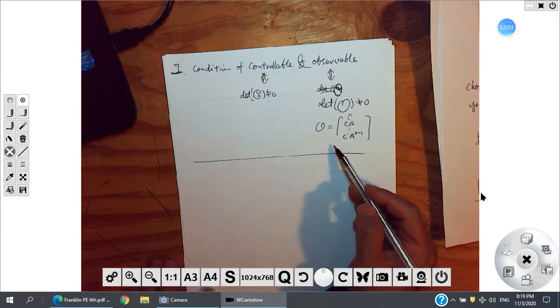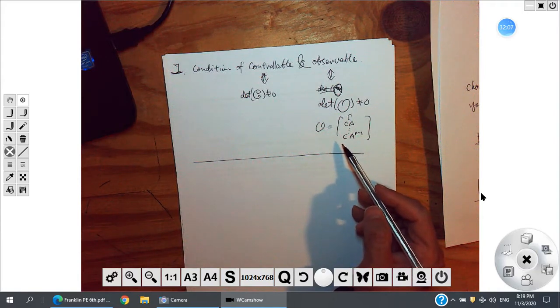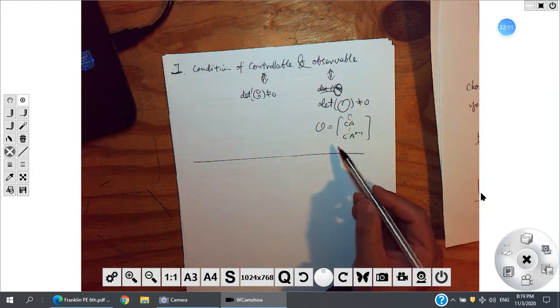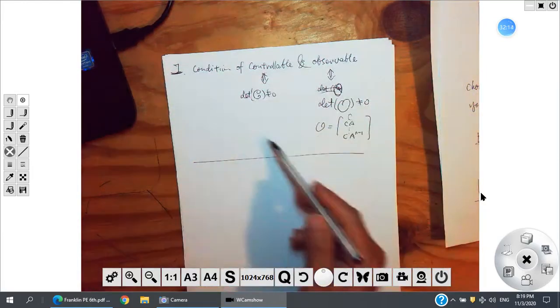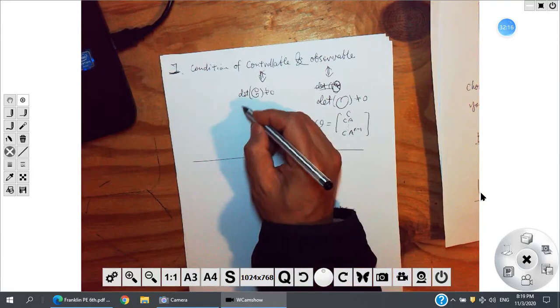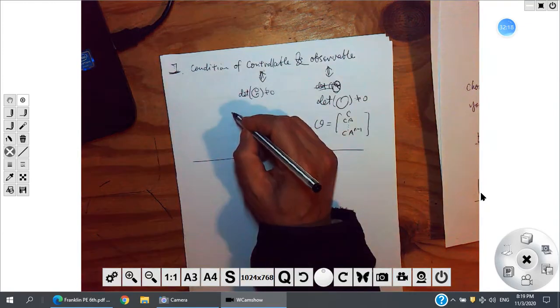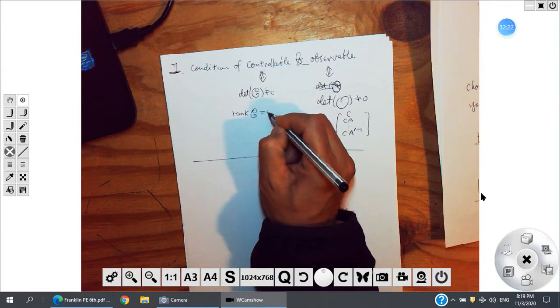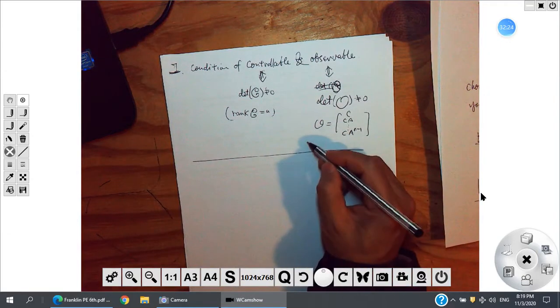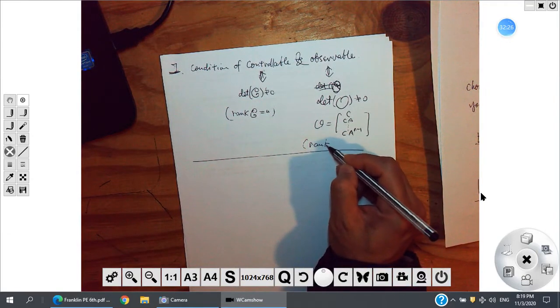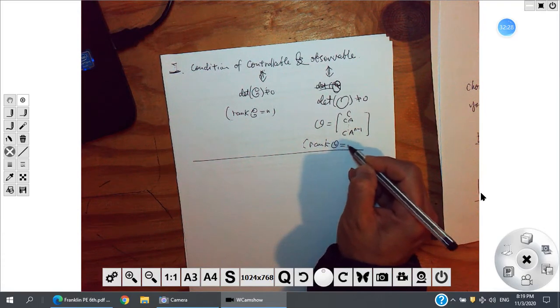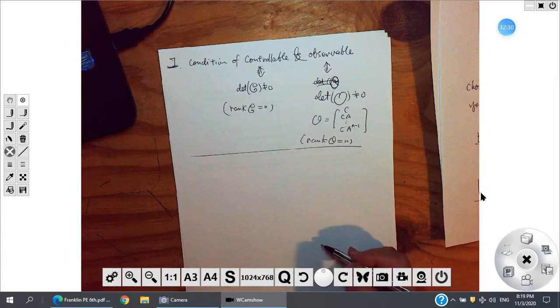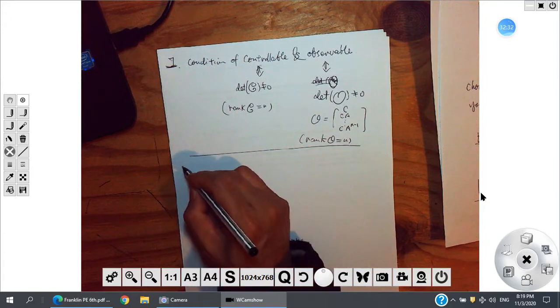Sometimes if we have a more general case, if you have multiple input, multiple output system, you can still use this way, but you need to use not the determinant. You need the rank of C to equal n. And also the rank of O equal to n. So you need this.